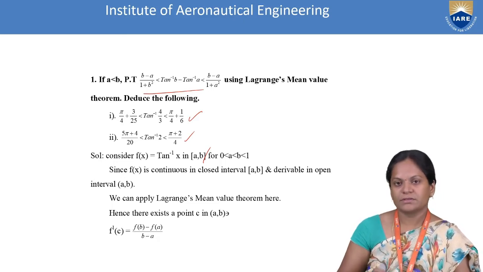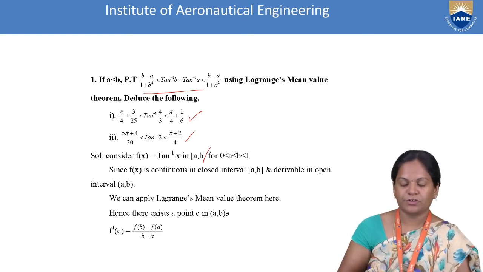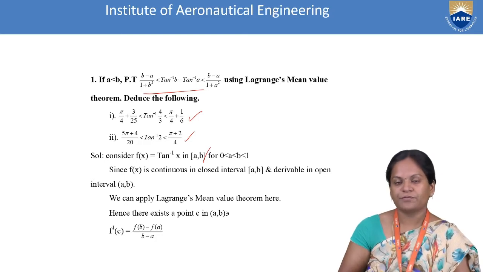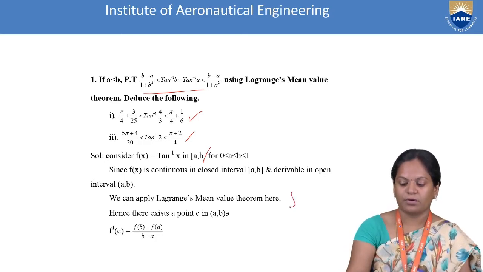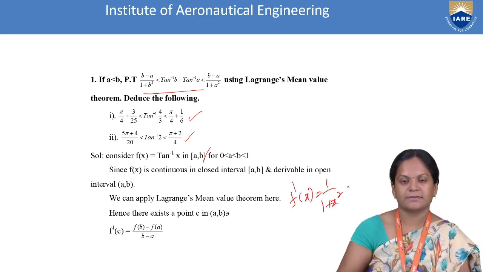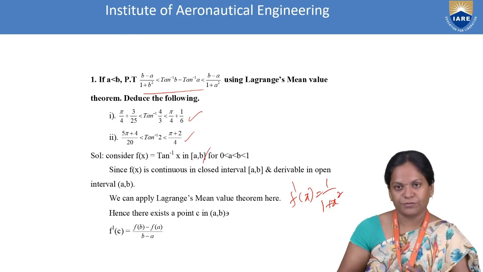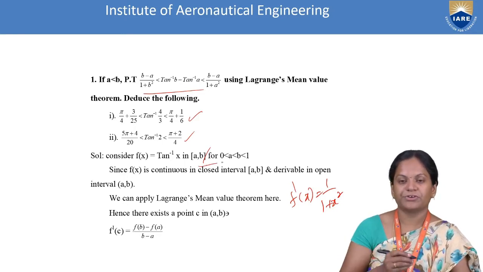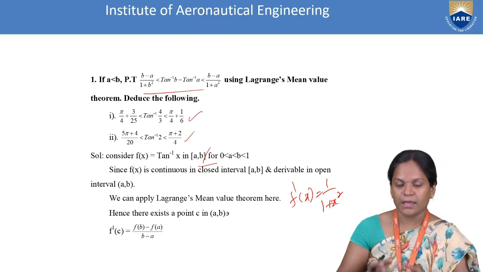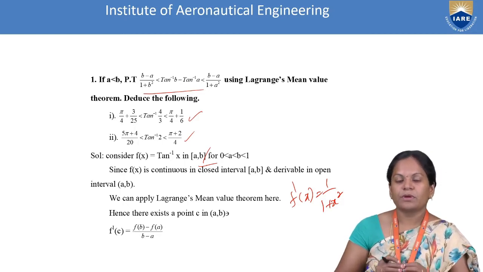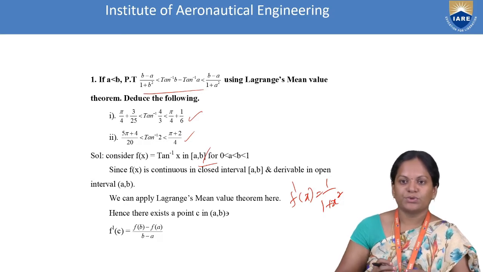Since f of x is continuous, now go for the derivative. Already we know that tan inverse of x is a differentiable function. We have f of x is tan inverse of x and f dash of x is 1 by 1 plus x square, so f of x is differentiable also. Here we have a general interval, a comma b, and both a and b are positive points. So f of x is differentiable in the open interval a comma b. Here two conditions are satisfied, so we can apply Lagrange's mean value theorem.